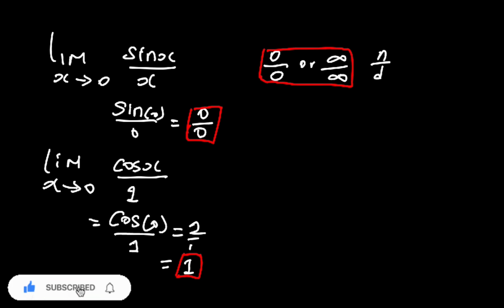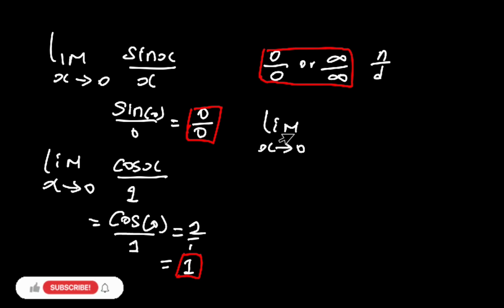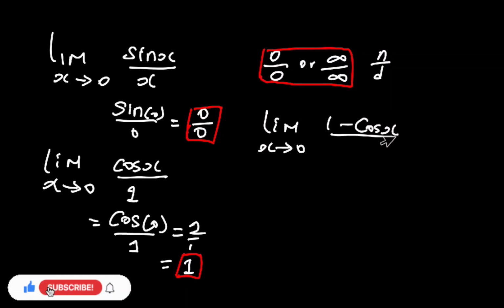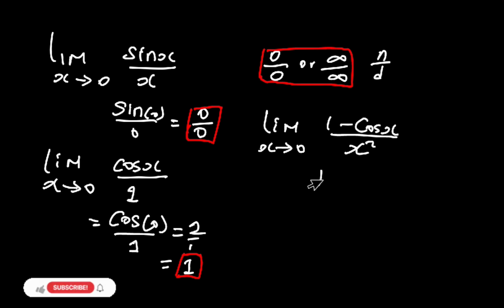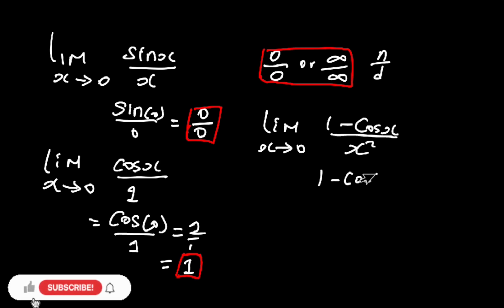Let's solve another question. We have to solve limit as x approaches 0 of 1 minus cosine x over x squared. So let's plug in the value of 0 into this expression. We're going to have 1 minus cosine 0 over 0 squared. Cosine 0 is equal to 1. 1 minus 1 is equal to 0 over 0. So we can apply L'Hopital's rule.